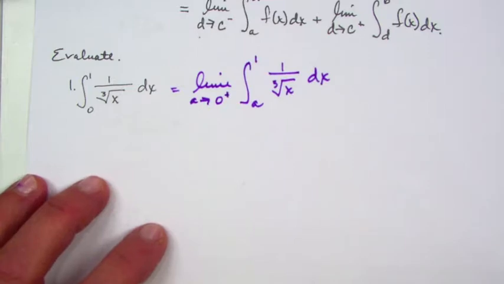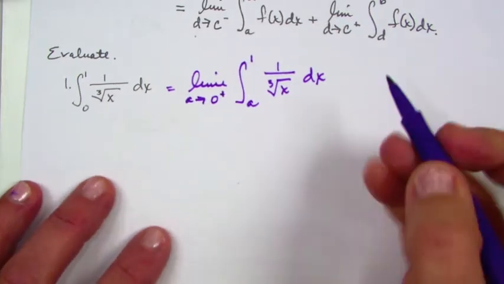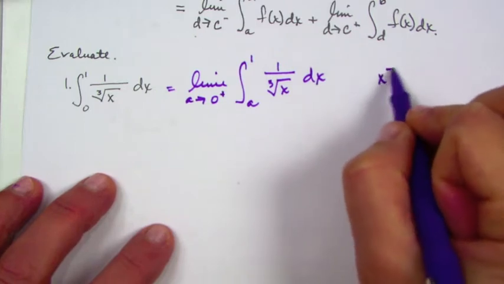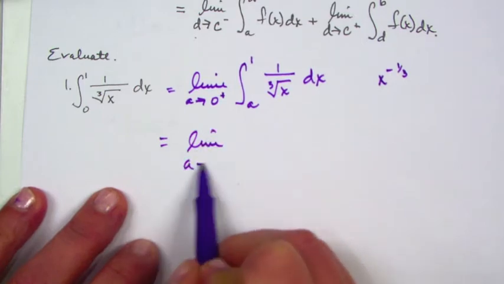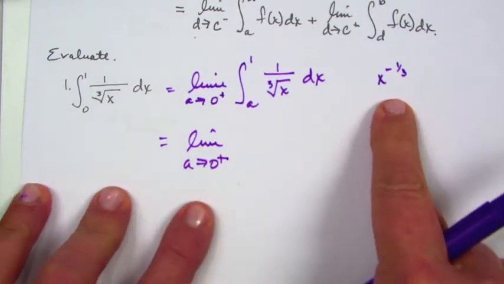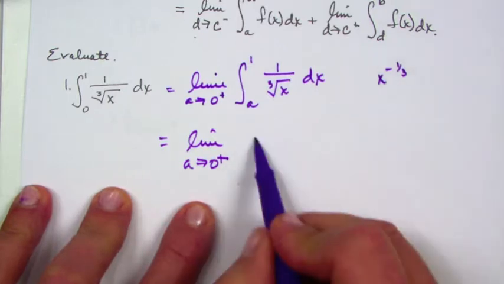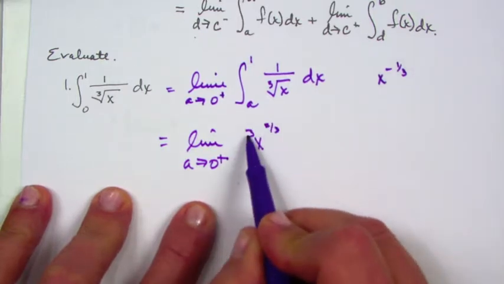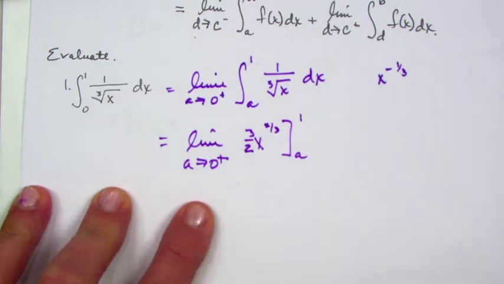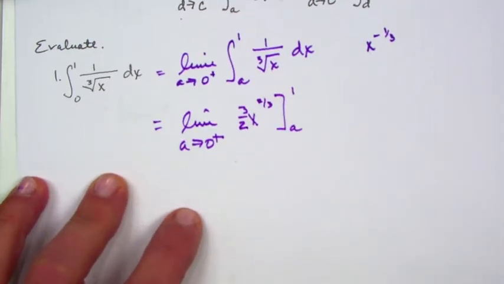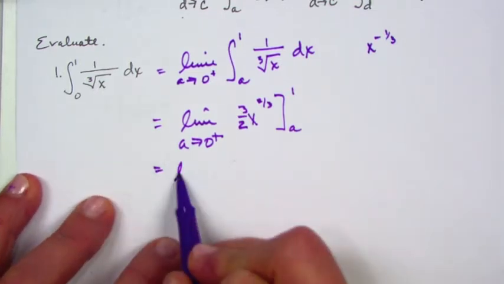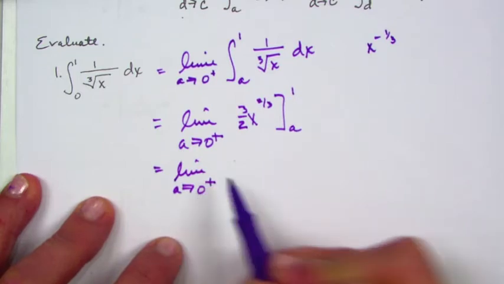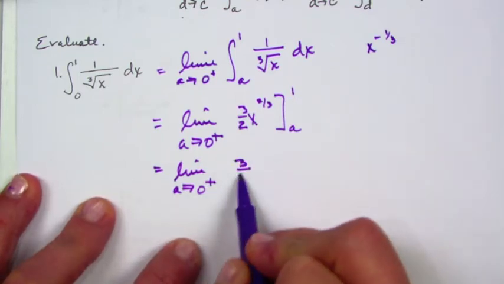Okay. All right. So here we go. This is really x to the negative 1/3, correct? So when I integrate that, hang on just a second, Trey. When I integrate that, what am I going to get? 3 halves x to the 2/3. Good. I'm going to get x to the 2/3 times 3/2 from a to 1. And I have the limit as a approaches 0 from the right of 3/2 minus 3/2 a to the 2/3.